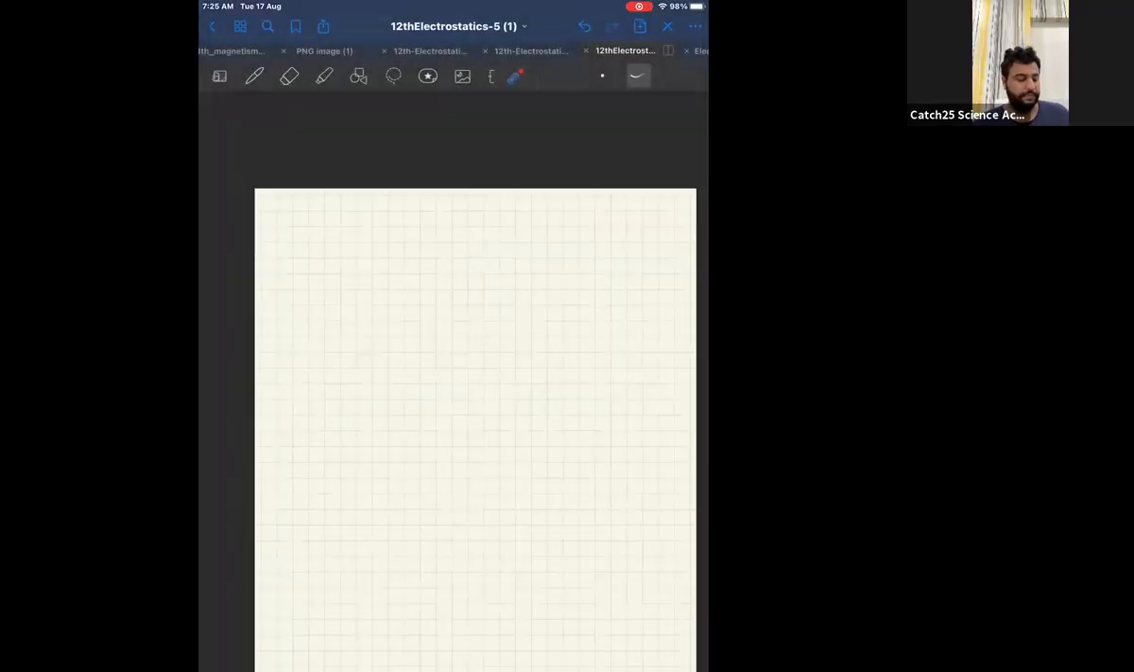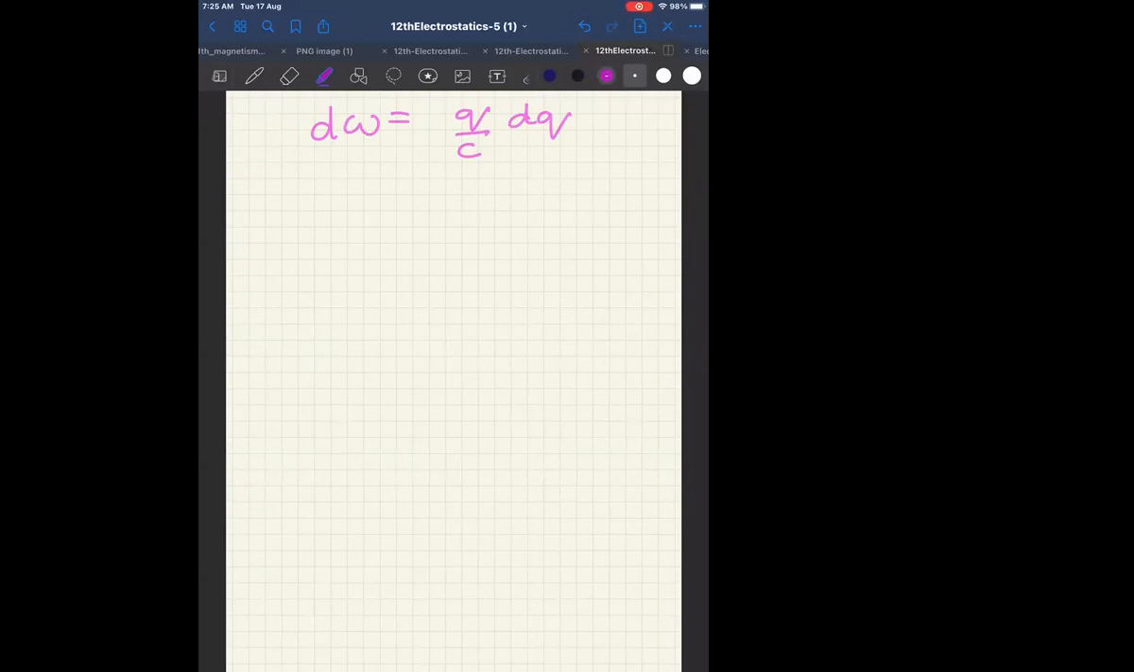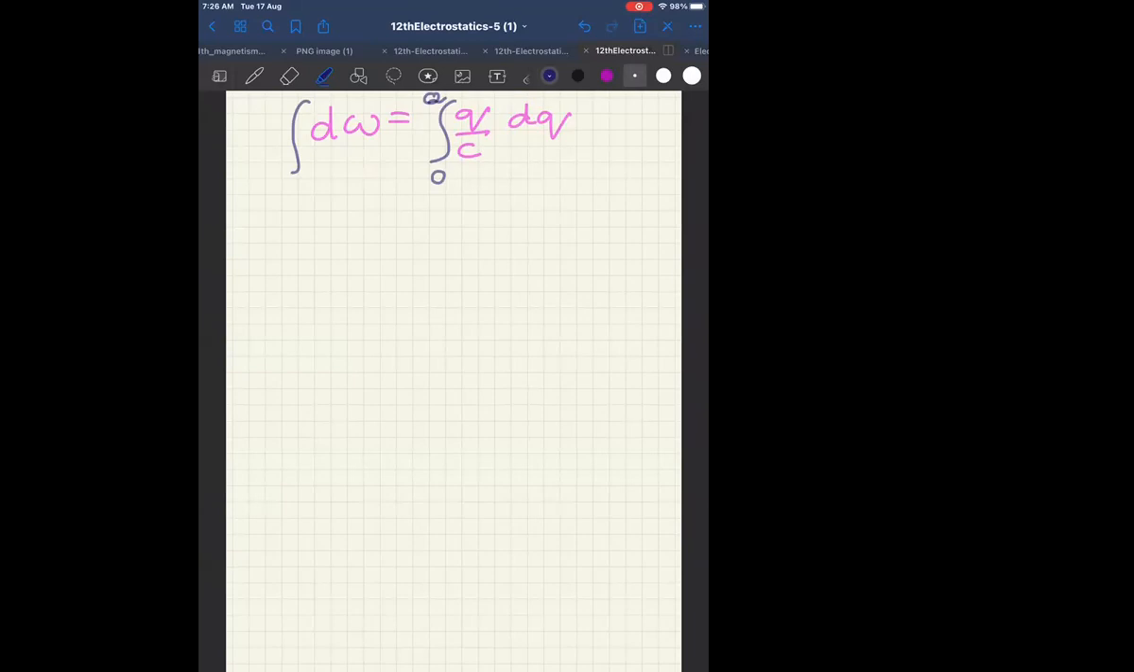See here, all of you. Where did we stop? We stopped at dW is equal to Q by C dQ, correct? Till here, everyone clear? That is the end of the first page. Now I will integrate both sides. And when I'm integrating charge, I have to integrate from the initial charge, which is uncharged, 0, to the final charge, which is capital Q. Is it clear? All of you, look at the screen now.